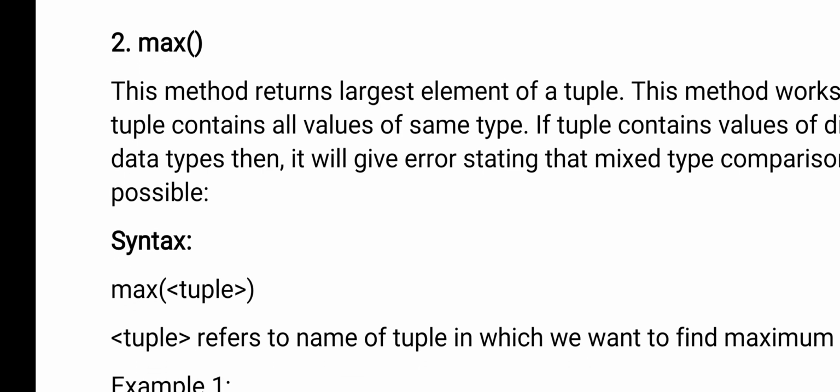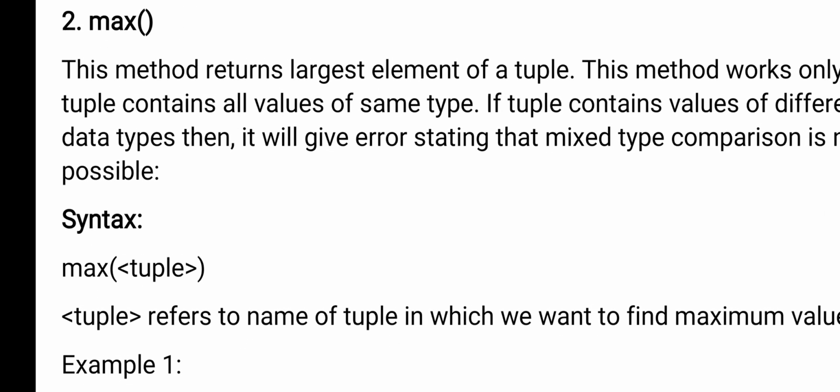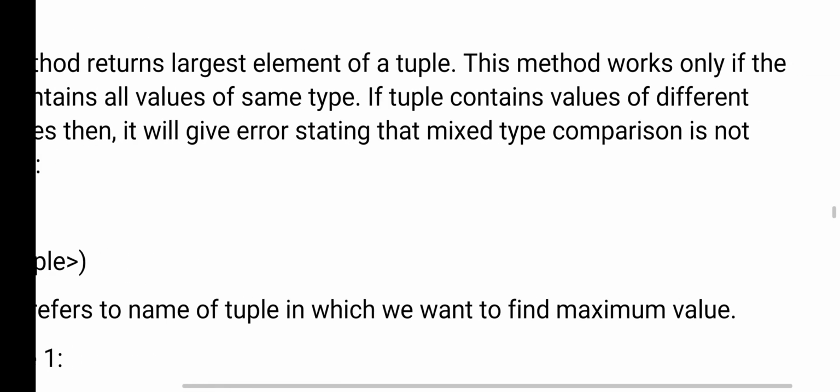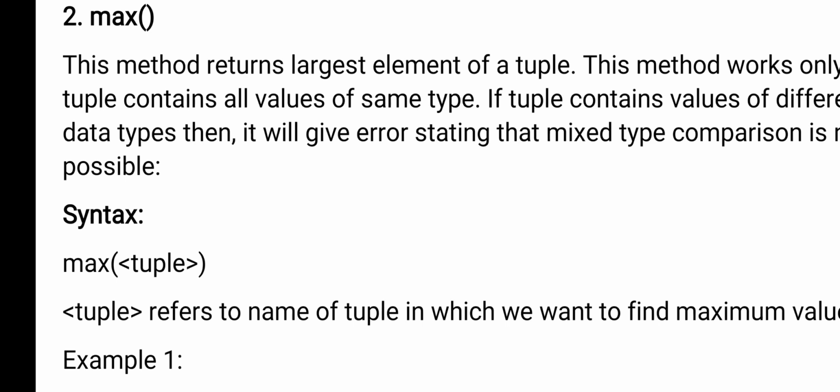Next, maximum. See, what is a max function? It gives the largest element from the tuple. So you can print the largest element in the tuple. This method will work only if it contains values of the same type. For example, if you have one integer and one character, it is not possible to find which is the largest one. So if all the elements are of the same data type, then it is easy to find, and this method will work properly. If you are using a mixed type, it is difficult to find which is the biggest element.